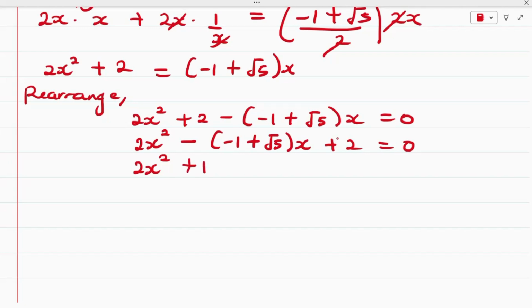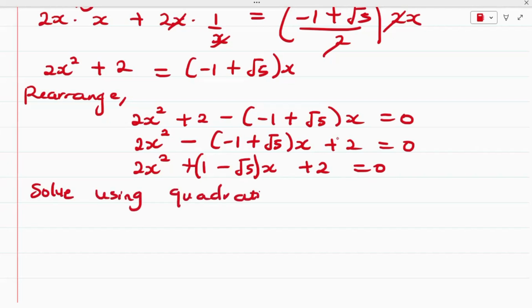So open up the brackets, we have this to be 2x squared minus, multiply minus will give us plus 1, minus multiply plus will give us minus root 5x. So all of this is going to be in the bracket, plus 2 is equal to 0. So from here we want to simply solve using the quadratic formula.